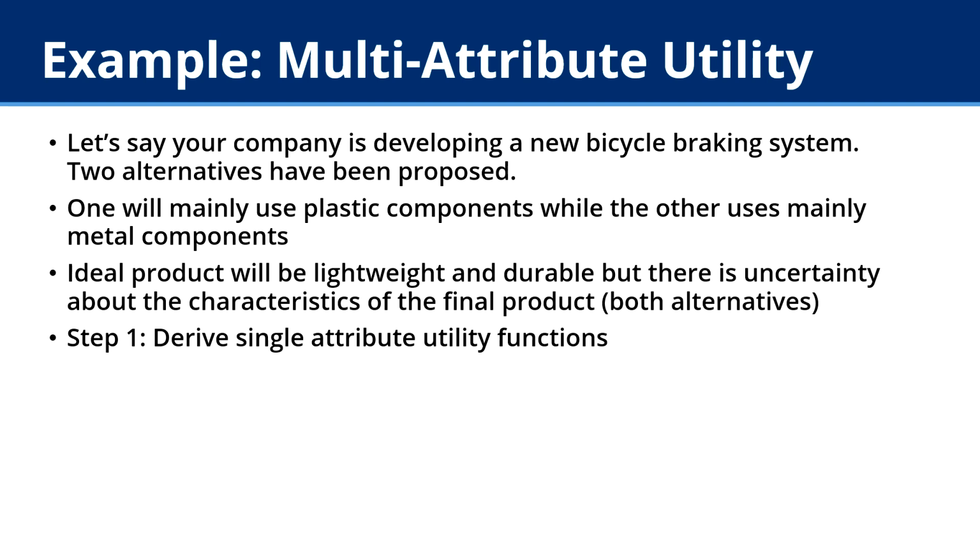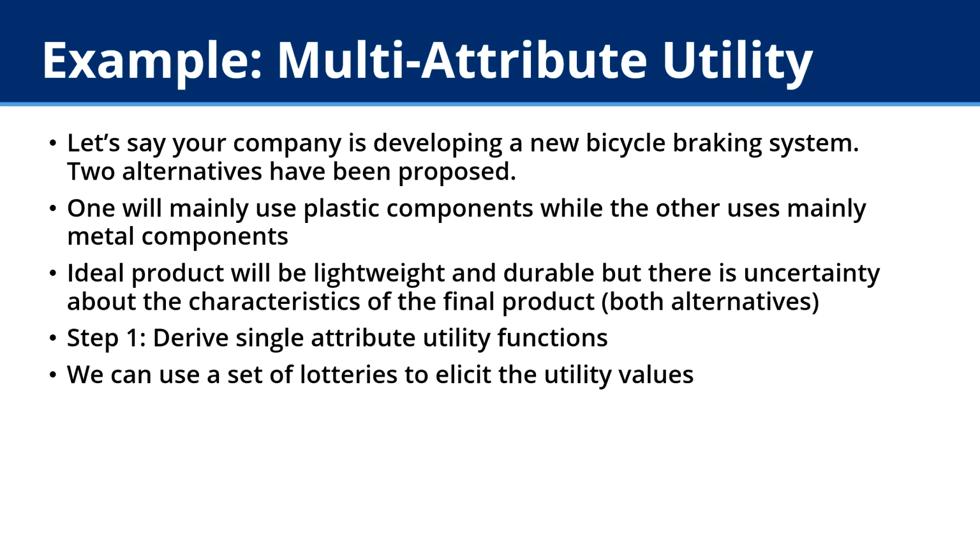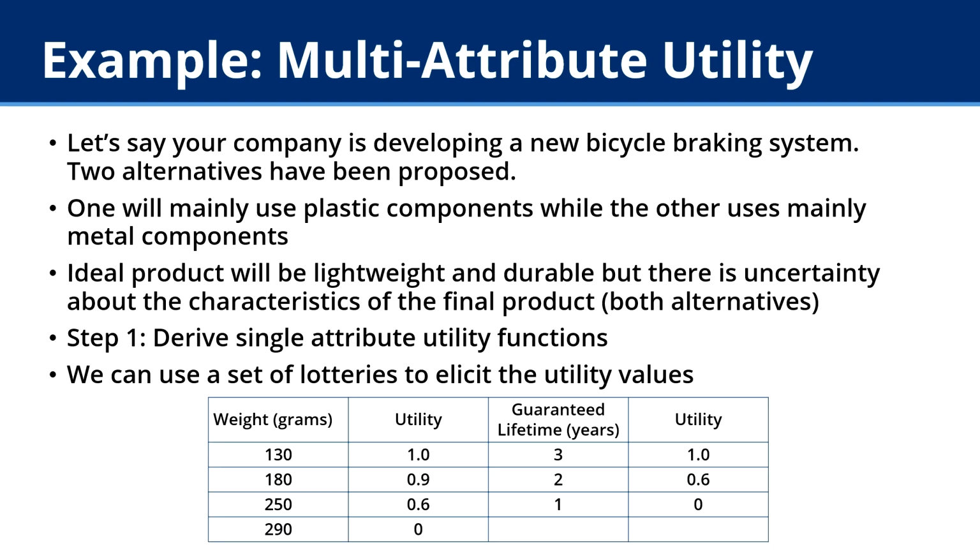So we start by deriving a single attribute utility function first. We can use a set of lotteries to list the utility values, same thing we did in the previous modules, and to come up with a utility function for each of these. In this case, let's assume that for our company, being lightweight, 120 grams is the best, and we're going to assume the utility is 1 there. And the worst case scenario is a weight of 290, that's the heaviest, and the utility is 0.